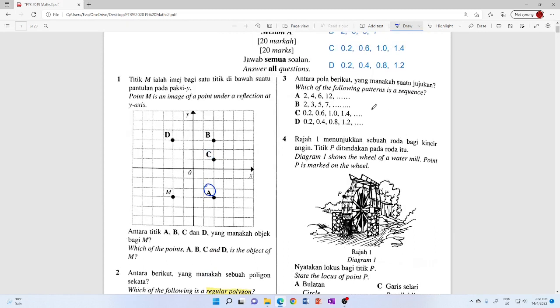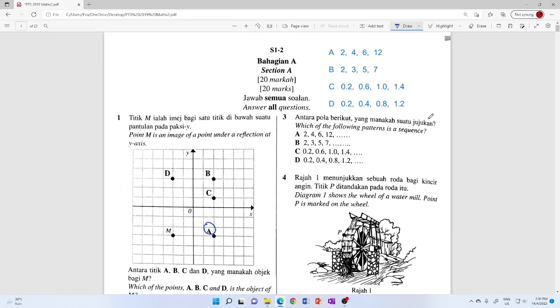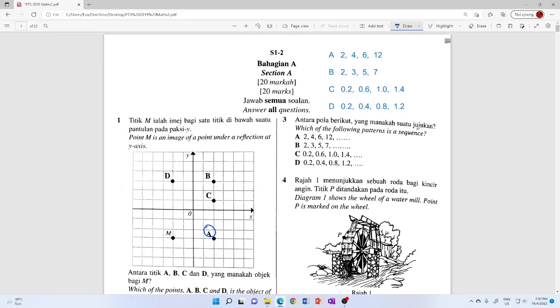Question 3. Which of the following patterns is a sequence? What is meant by sequence? Meaning that there is a certain pattern. You can see that the numbers are arranged in a pattern. Okay, for this I'll do it here. So look at this one by one.